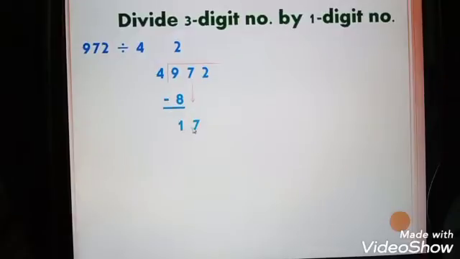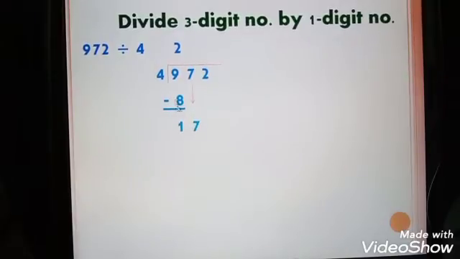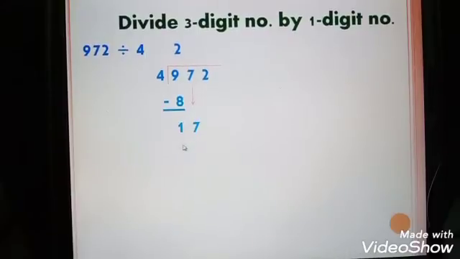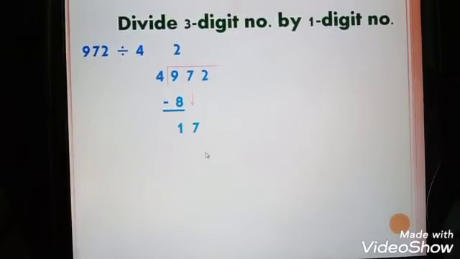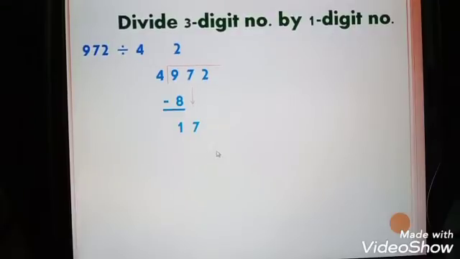Now, again say the table of 4. You can see in table of 4, 17 will not come. But you will see which number is smaller than 17, just before 17. 4 1 are 4. 4 2 are 8. 4 3 are 12. 4 4 are 16. 4 5 are 20. So, you can see 20 is bigger than 17 and just before 17 is 16.